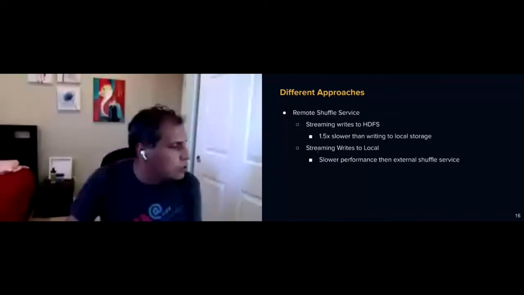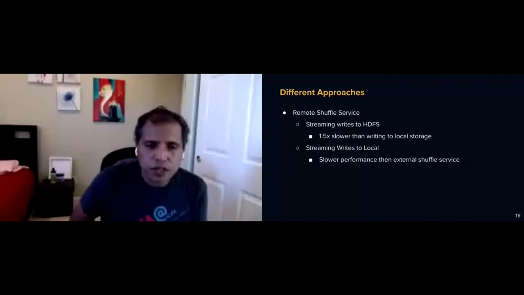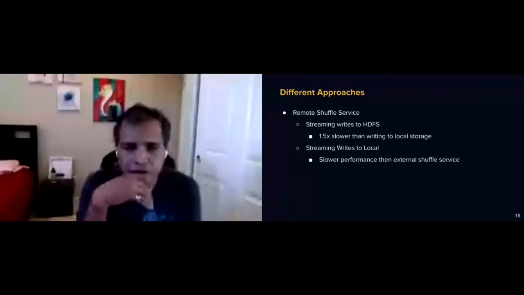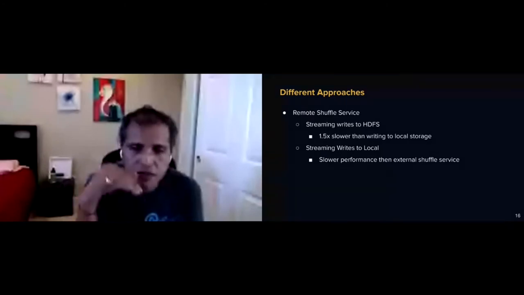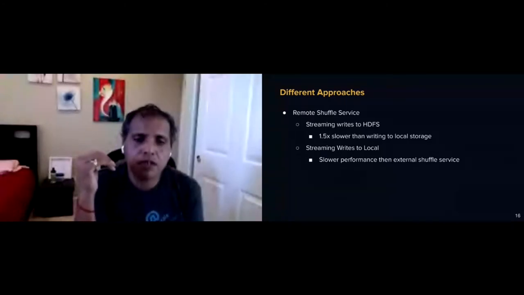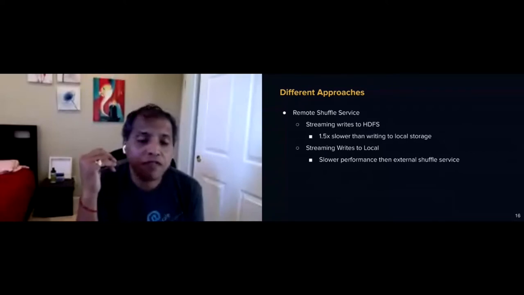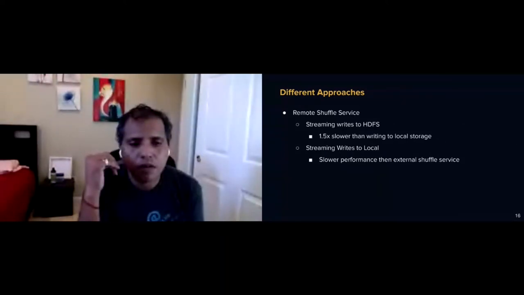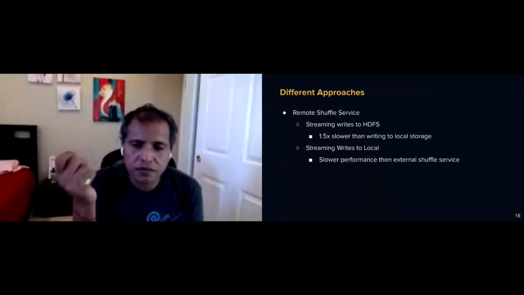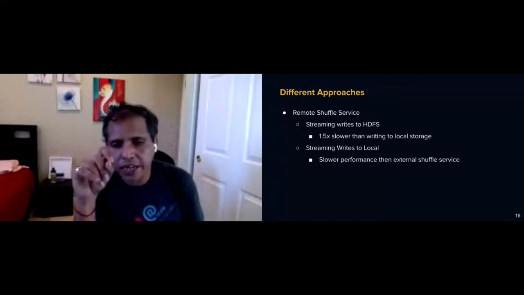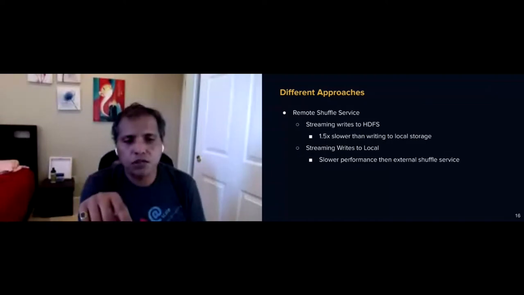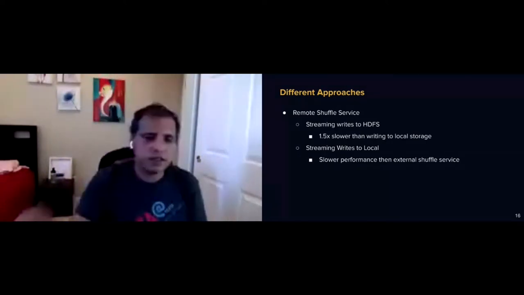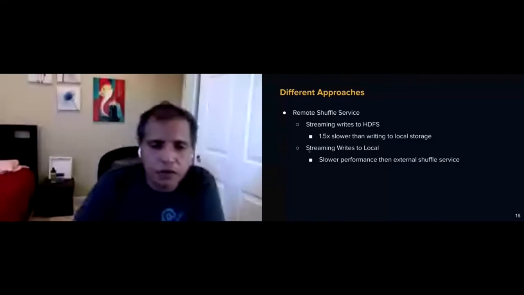Then the other approach we took was to write a very lightweight streaming server, and we started streaming writes directly to HDFS. For the first experiment, that was 1.5 times slower. Then we tried streaming those writes to the local disk instead of HDFS. However, that also had slow performance because there are a lot of spills, so it did not have the same performance as the external shuffle service.